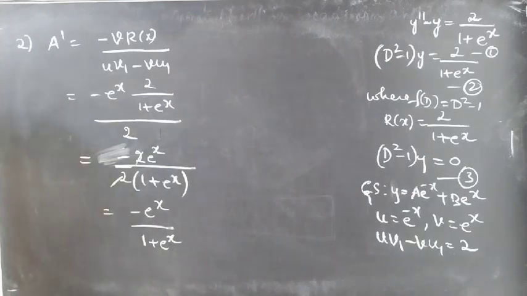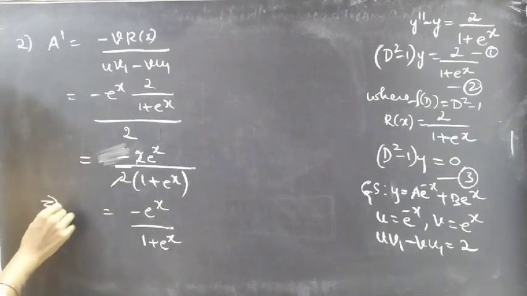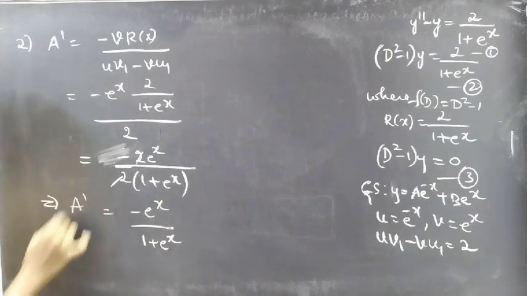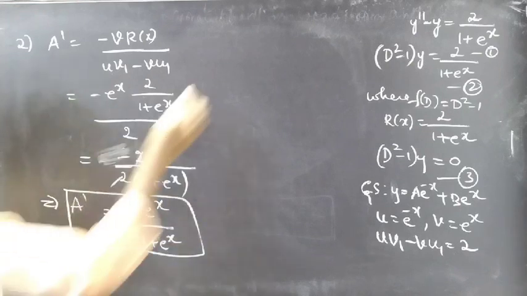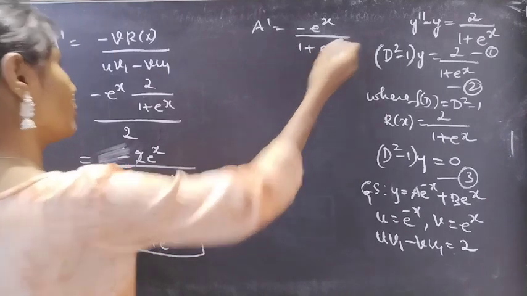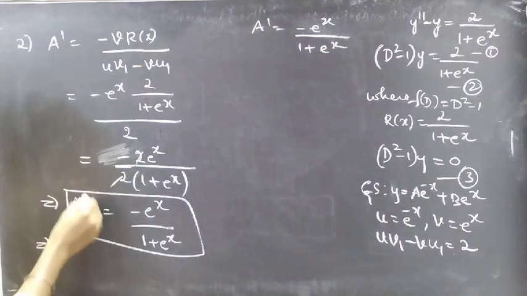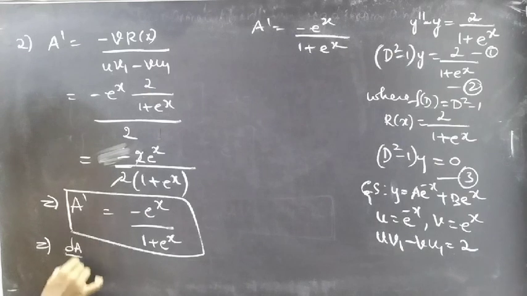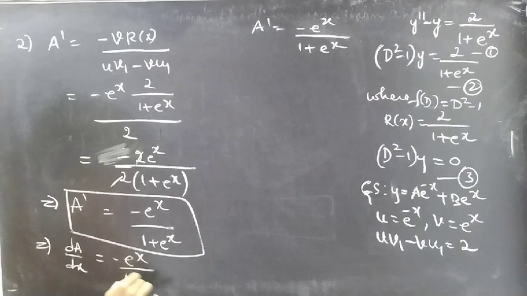You can find a here itself. So we got a dash finally. a dash is equal to minus e power x by 1 plus e power x. Using a dash we'll find a. We can write a dash as the derivative of a with respect to x, because a dash is nothing but the derivative of a with respect to x, equal to minus e power x by 1 plus e power x. Here you'll separate the variables, and after separating the variables you can perform integration to find a. Okay, fine. Let's find b dash.